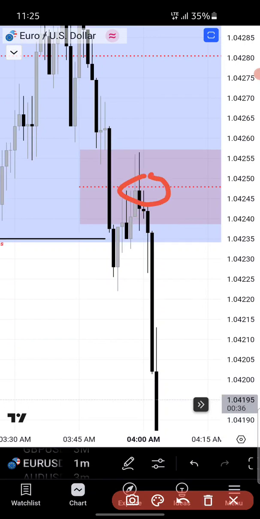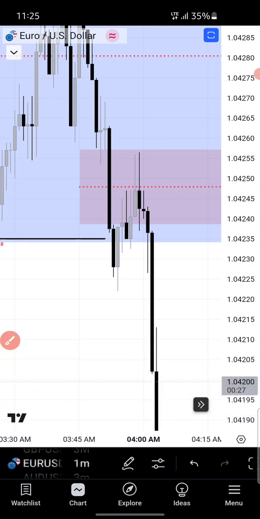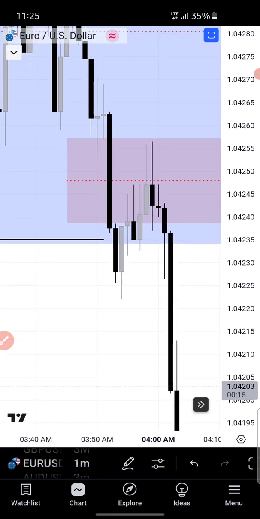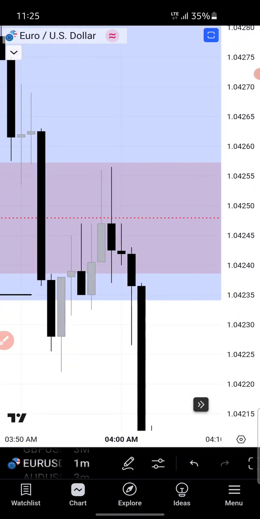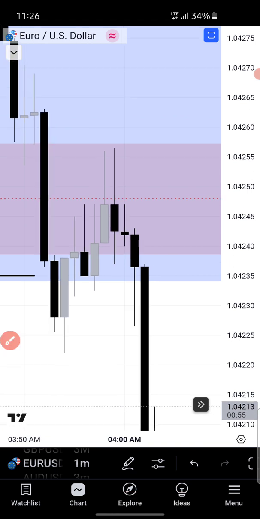You find out that the bodies of the candles in the M1 were resting below the upper level of this fair value gap, which is also a CB on the M1. So price was also resting below. Watch very carefully. Look at where the bodies were resting. The bodies were resting below the midpoint, which is the consequent encroachment, the midpoint of the fair value gap created on the 1 minute time frame. So now this is your entry.